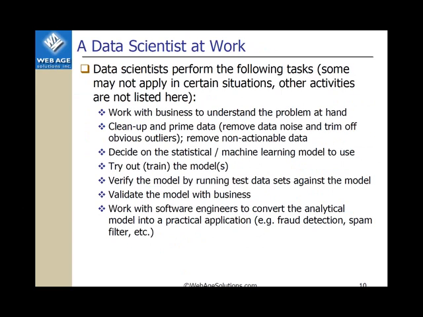Again, continuing with the data scientist environment, you would be working with business. You would also be required to clean up and prime your data, to remove outliers, any noise. And when you're doing so, you need to make sure that those outliers, quote unquote, actually represent noise, an aberration, rather than valuable information.